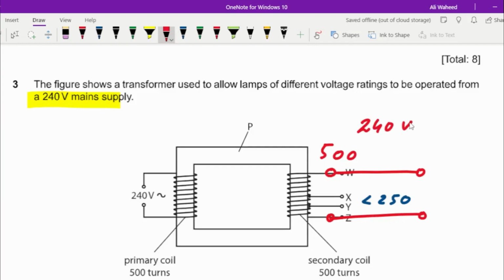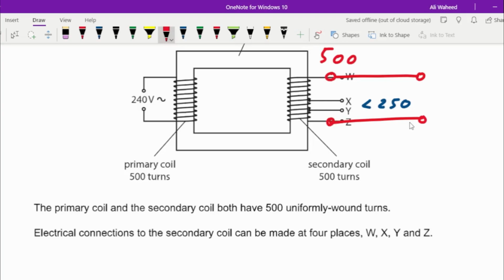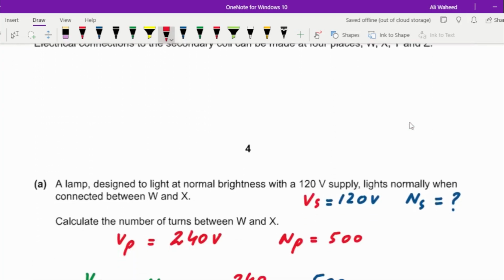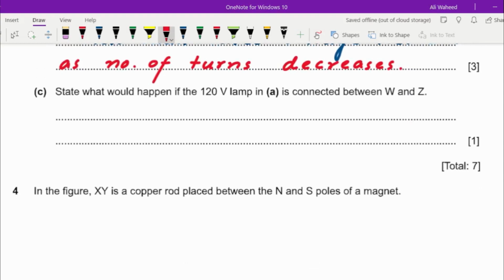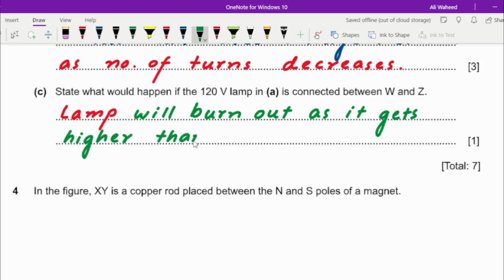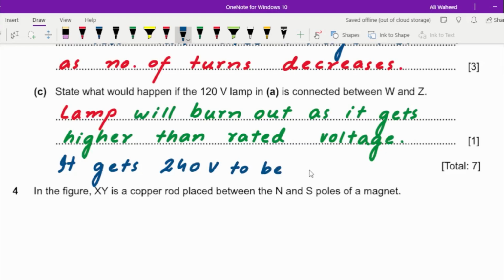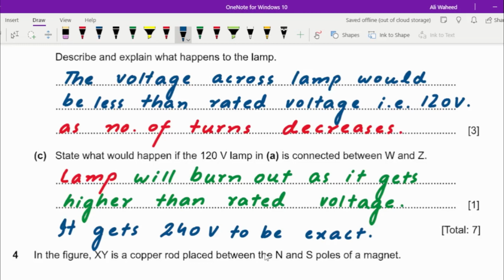So the lamp that was designed for 120 volts would now be getting 240 volts, and in consequence the lamp would be fused. So that's the reason you cannot place the lamp between W and Z, because if you place the lamp between W and Z, you're subjecting the lamp to the full number of turns, which is 500, and in that case you'll be getting the whole voltage, which is 240 volts.